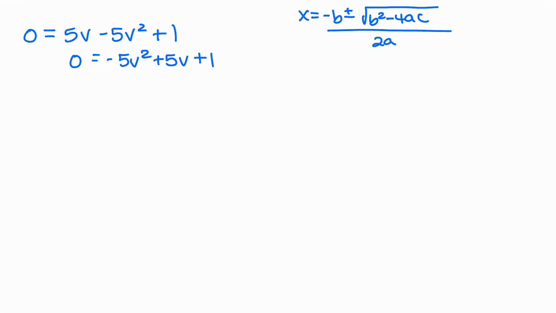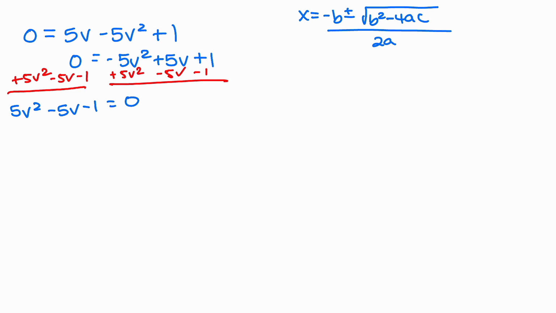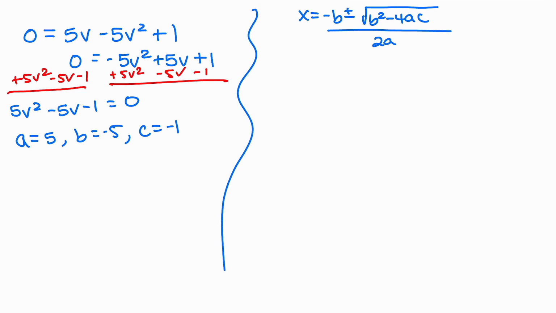So I'm going to swing everything over by adding 5b squared to both sides, by subtracting 5b from both sides, and by subtracting 1 from both sides. And when I do that, it pretty much switches the signs on everything. So I get 5v squared minus 5v minus 1 is equal to 0. Now this is going to make it a lot easier to use my quadratic formula, where my a is 5, my b is negative 5, and my c is negative 1. Okay, so that's the first part.